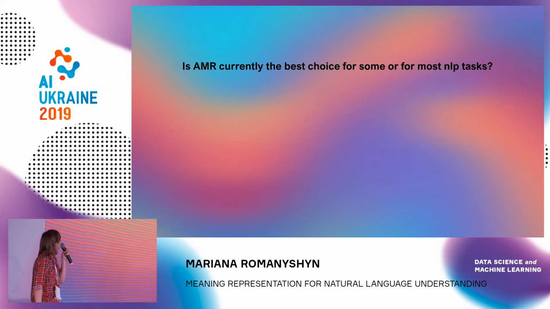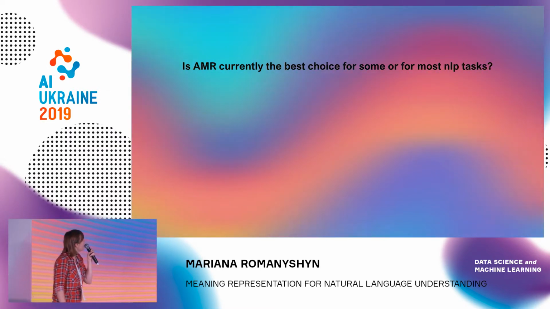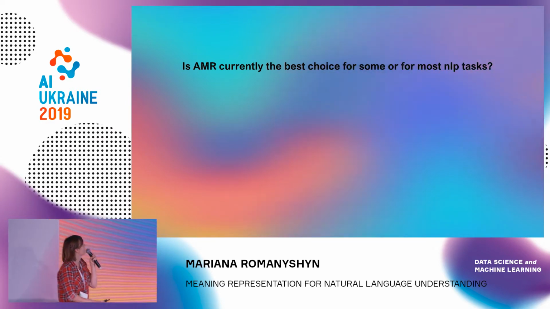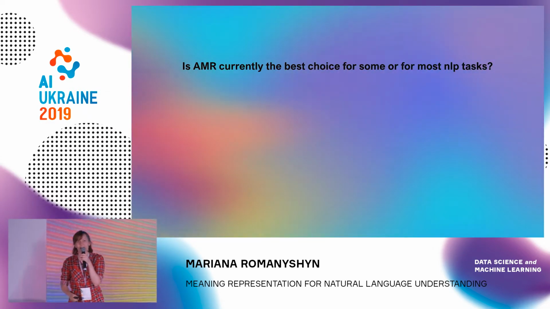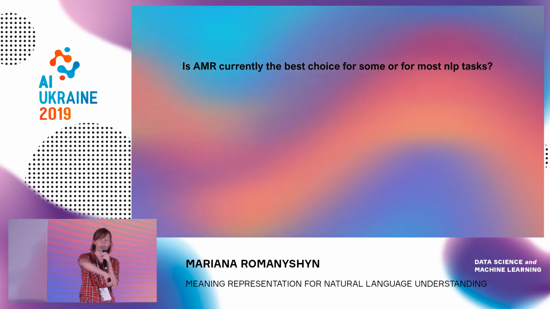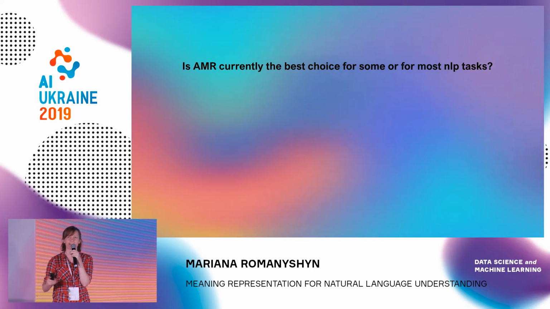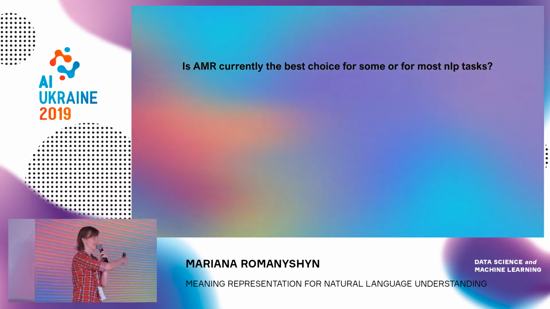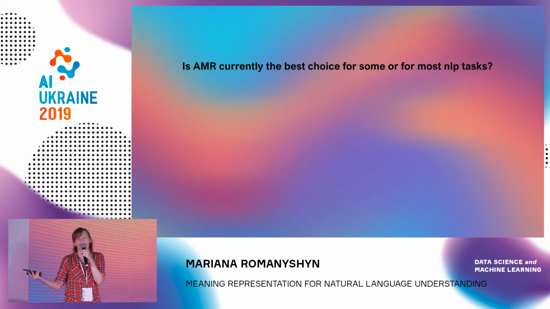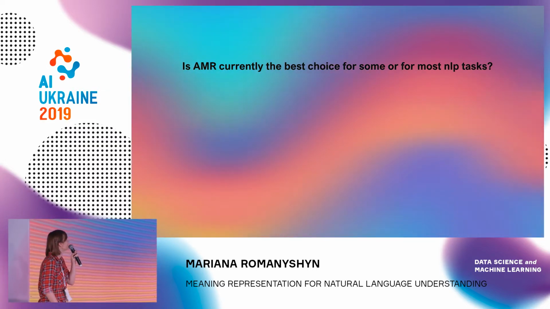Is AMR currently the best choice for most NLP tasks? If we are talking about the best, then I only found evidence for abstractive text summarization, it being the best. But I cannot say the same for other tasks because I haven't done very thorough research, because summarization was the focus of my research and other tasks were not. You can look for this information yourself, I'd say.